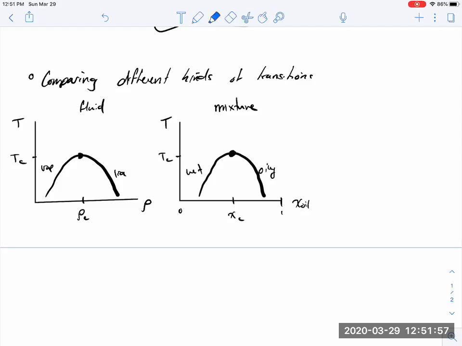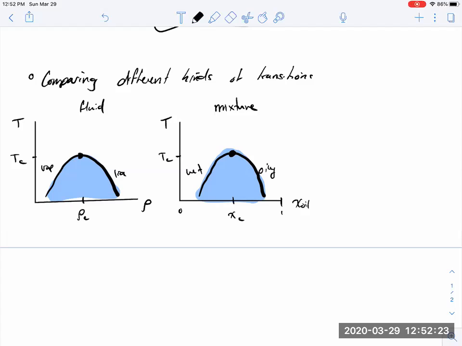Indeed, these coexistence curves, at least the way I've drawn them, look similar. There's a little envelope which demarks those order parameter values as functions of temperature over which the system is in coexistence.